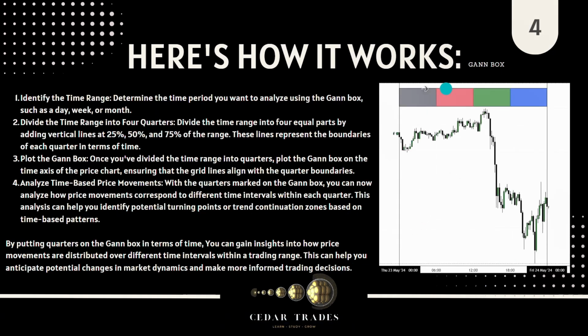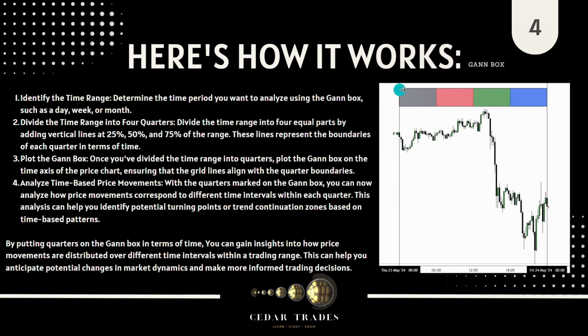And the Gann box. The Gann box is used to identify the time range. So we identify the time period you want to analyze using the Gann box, such as a day, week, or a month. Divide the time range into 4 quarters here. So we divide the time range into 4 equal parts by adding vertical lines here at 25%, another vertical.